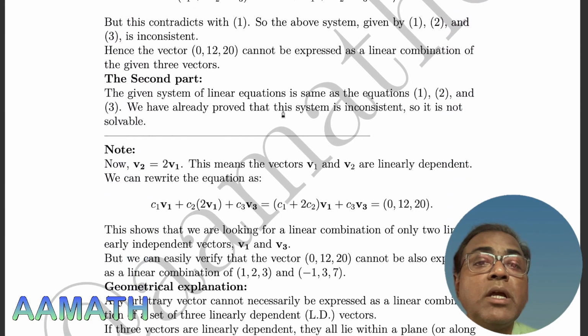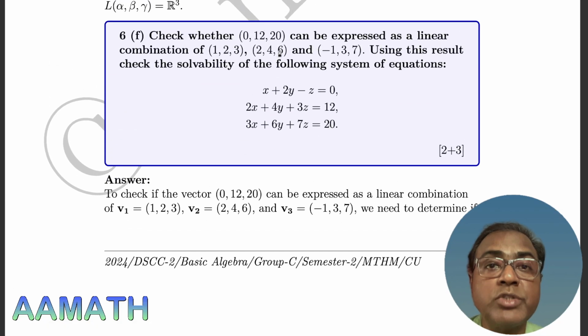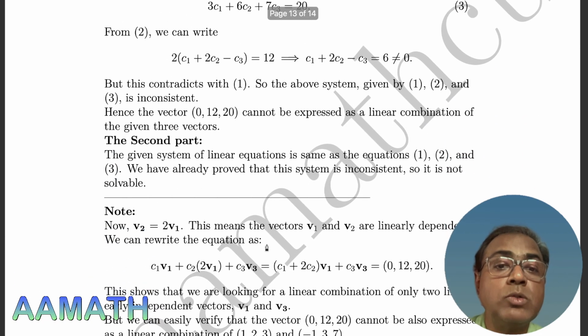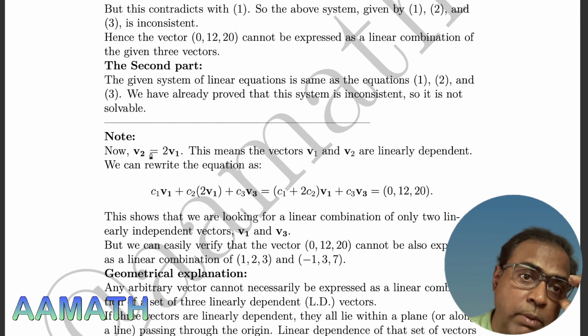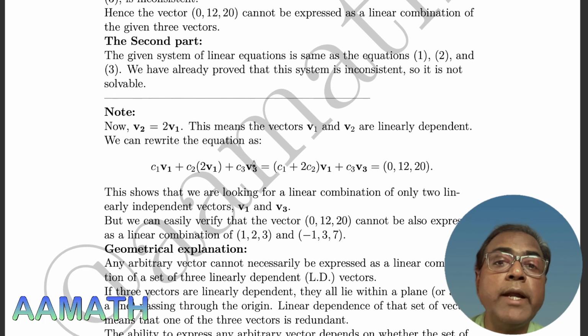Next, note that clearly V2 is equal to 2V1, because V2 is (2, 4, 6), taking 2 common gives 2 times (1, 2, 3), and this is V1. So the scalar multiple V2 is a scalar multiple of V1. This means that V1 and V2 are linearly dependent. So we can write C1 V1 plus C2 V2, writing 2V1 in place of V2, plus C3 V3. This is (C1 plus 2C2) V1 plus C3 V3 equals (0, 12, 20).